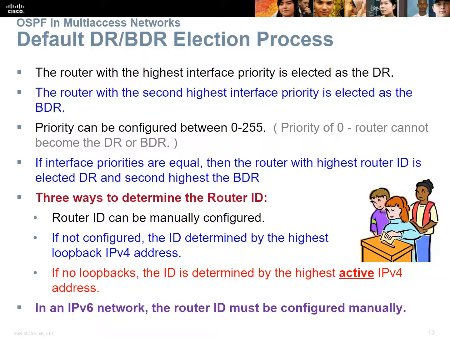The router ID can be set manually, and it's often recommended to do so. If you haven't set it manually, it'll take the highest IP address of any loopback interface. If you've got no loopbacks, the router ID is determined by the highest active interface. And remember that in IPv6 it cannot do it automatically. You must set it manually.